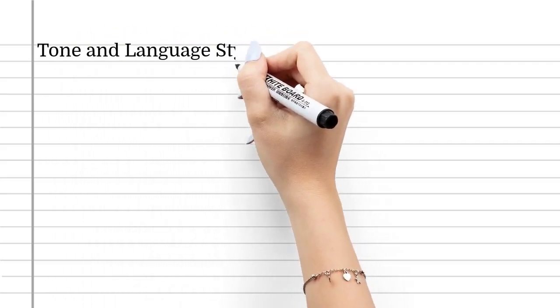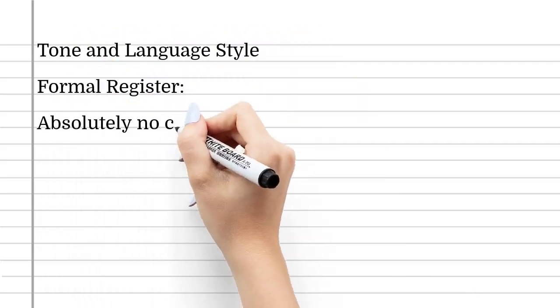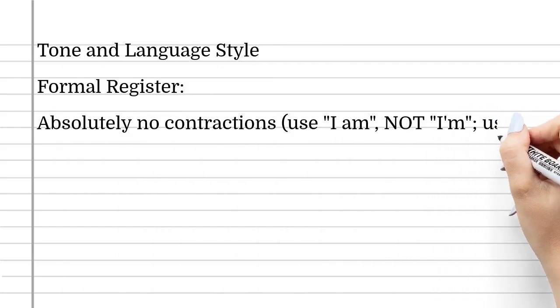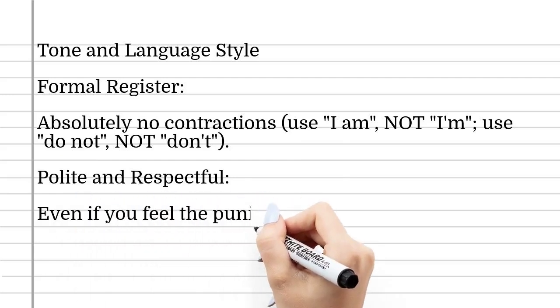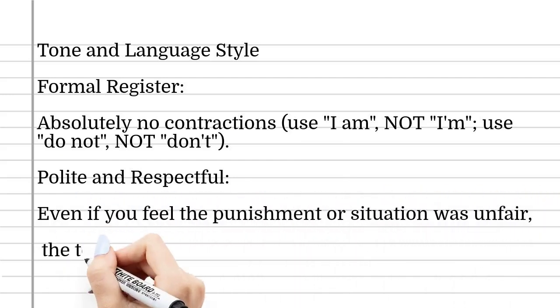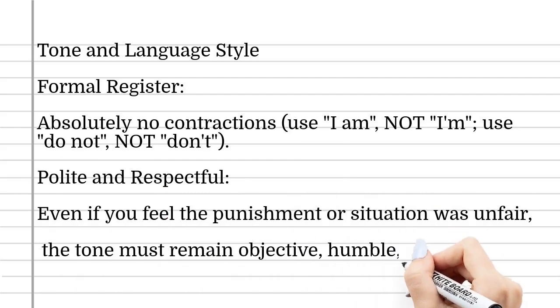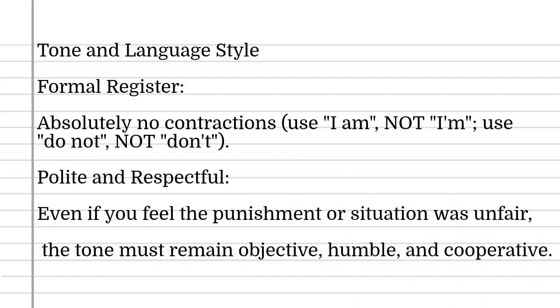Let us look at the tone and language style. We use the formal register, whereby there are no contractions. Use I am, not I'm. Use do not, not don't. You should be polite and respectful. Even if you feel the punishment or situation was unfair, the tone must remain objective, humble, and cooperative.